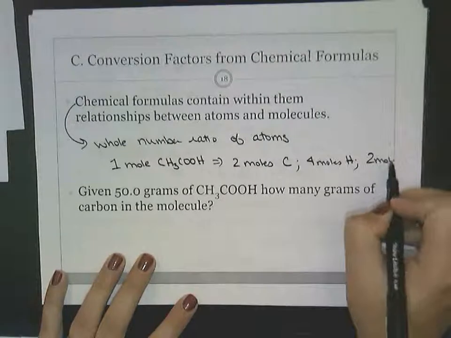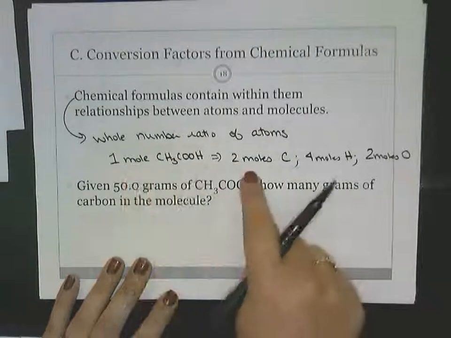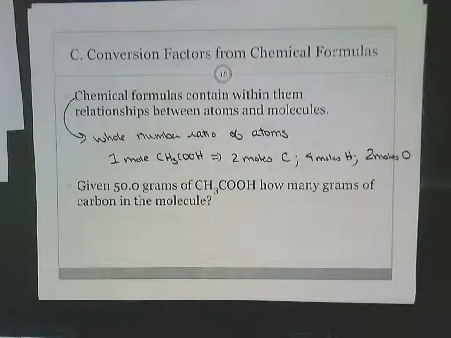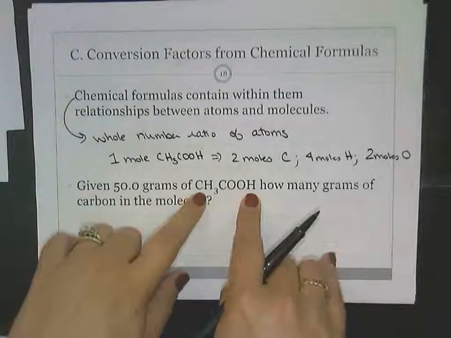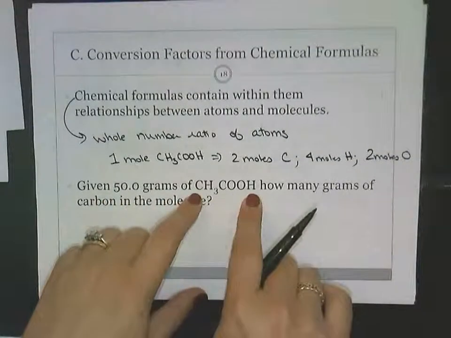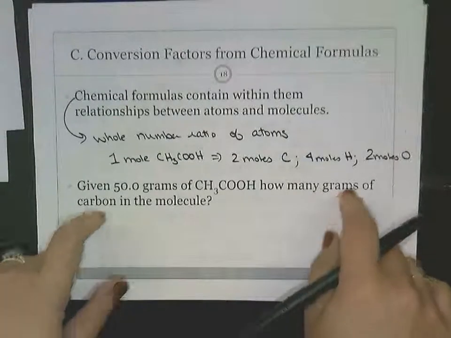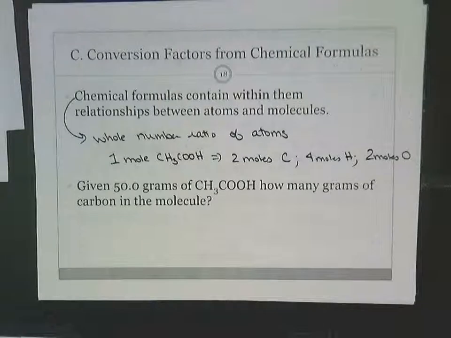So if I have 1 mole of this, within it, it's 2 moles of carbon, 4 moles of hydrogen, 2 moles of oxygen. So now we can say, okay, I have this formula and I have 50 grams of this molecule. I want to know how many grams of it are just carbon, using my brand new relationship. So we're going to start off with the thing that they gave us, 50 grams.